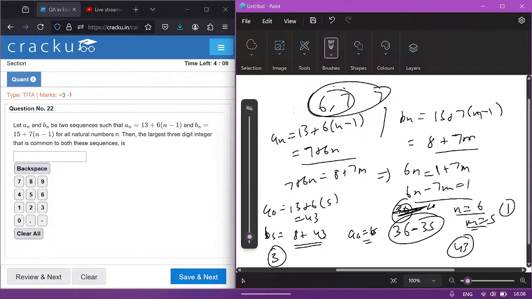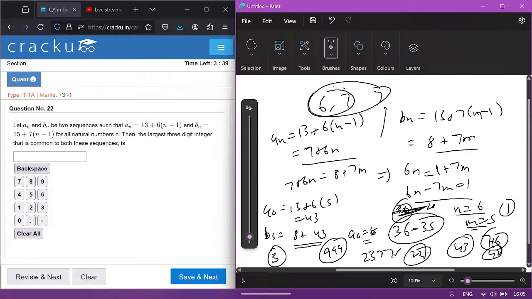The largest three-digit number is 999. What is the common difference of both series? If we take the LCM of 7 and 6, it is 42. Is 999 divisible by 42? I'll just use the calculator. No, it is not. I'm getting 23.7, so I'm taking the lowest integer, 23.